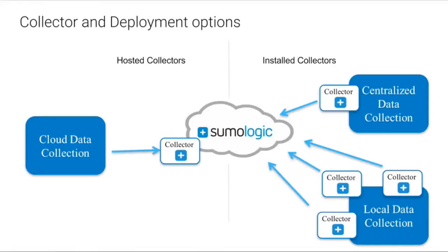Then we have installed collectors. Sumo Logic installed collectors are lightweight and efficient. You can choose to install a small number of collectors to minimize maintenance or just because you want to keep a topology simple, like in the centralized data collection. Installed collectors are deployed in your environment, either on a local machine or a machine in your organization, or even an Amazon machine image.